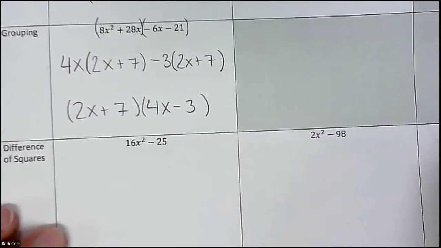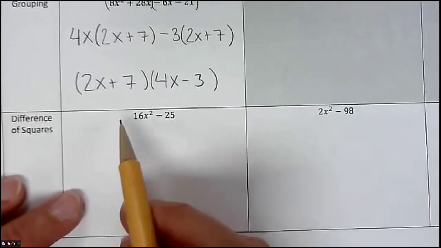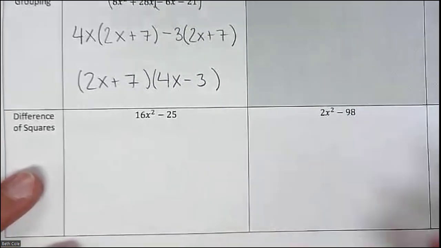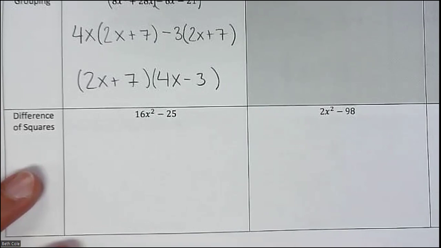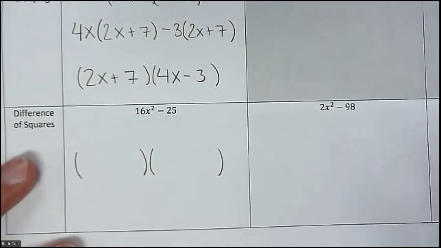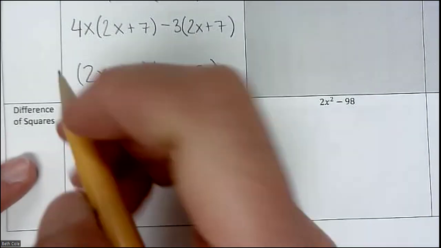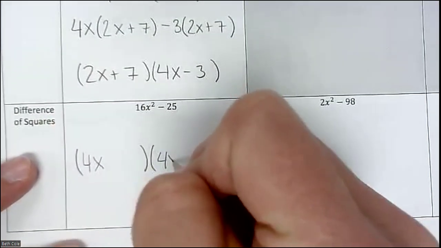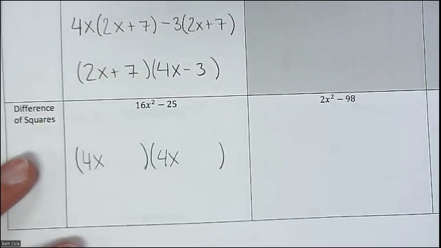All right, difference of squares. You want to be on the lookout for numbers that are perfect squares. Do you see how 16 and 25, you could square root those? Good, perfect. Now it is 4 and 5, but let's put it together. It'll be 4x and 4x. This is the one where it ends up being the same thing in both of them.